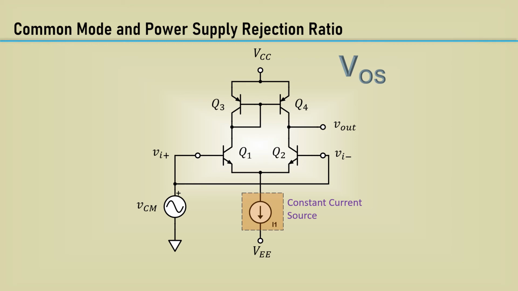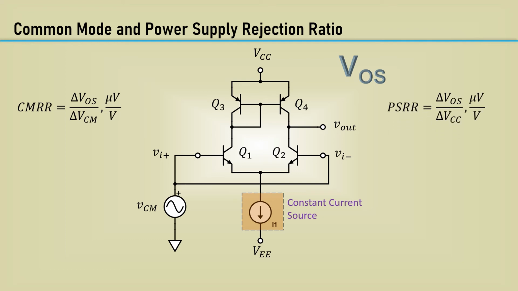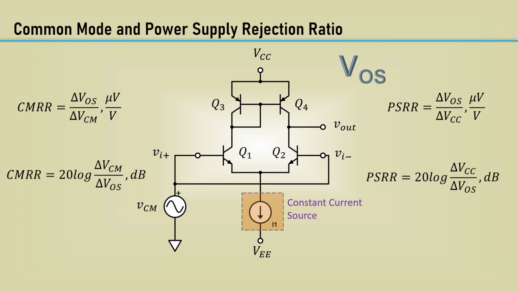The real mechanism at work here is delta offset voltage versus delta common mode voltage, and the delta offset voltage versus the power supply voltage for the power supply rejection. The reciprocal form of both are commonly used to give a positive number in dB. Since this represents the change in offset voltage, in order to determine the output voltage, the change in offset voltage must be multiplied by the closed-loop gain.